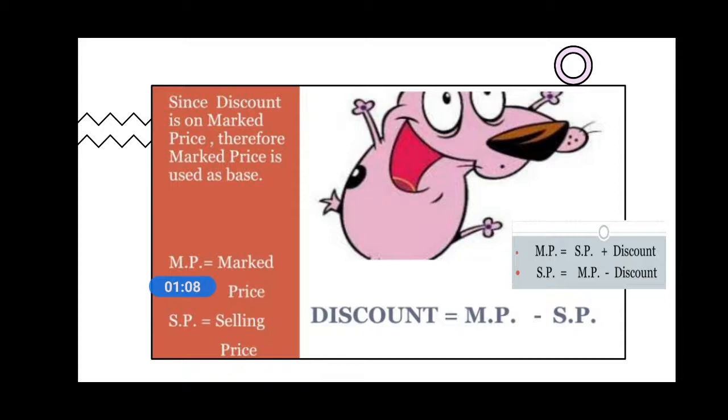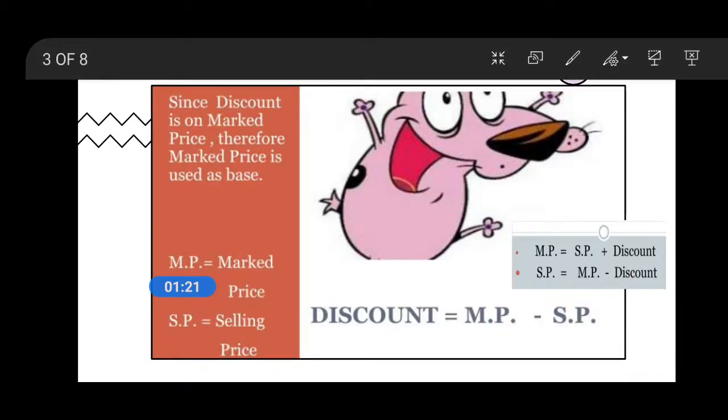We can find out the mark price if selling price and discount are known. We can find out the selling price if mark price and discount are known by the formulas. So mark price is equal to selling price plus discount. Selling price is equal to mark price minus discount. We can calculate by transposing one thing or the other. So we have calculated discount.